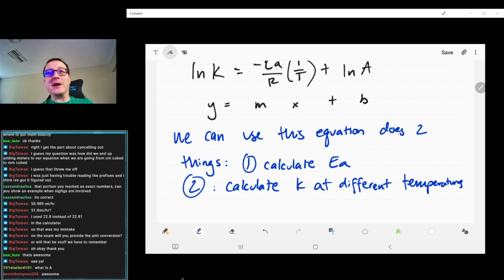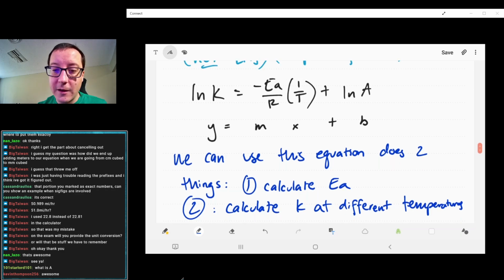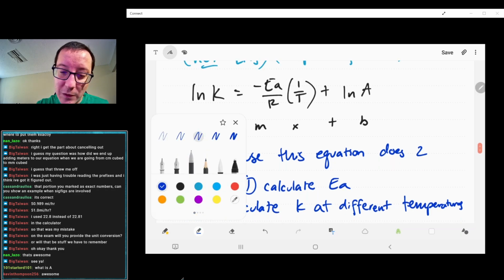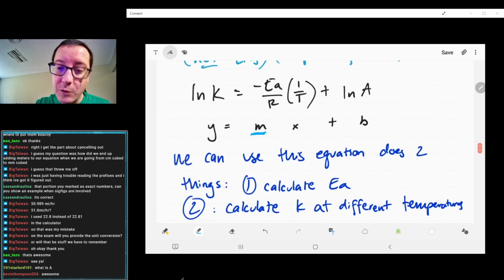Those are going to be the important components that we're going to get out of this. So notice here we can mess with two things. We have our slope term, which will give us EA, our activation energy, and we have our temperature term. So I'm sorry, we have our K term. That's the other one we're working with. Those are the two big components we can get out if we graph this thing.